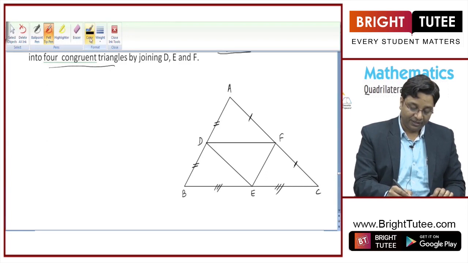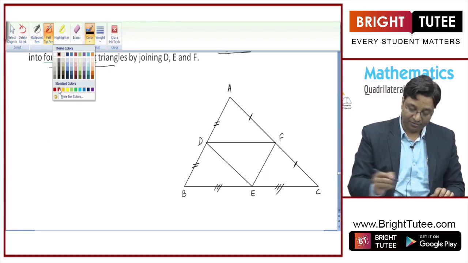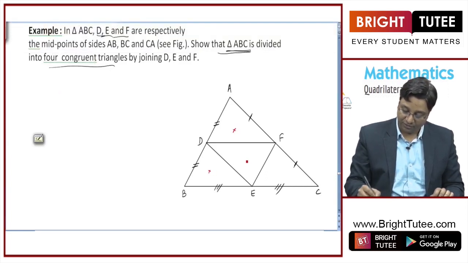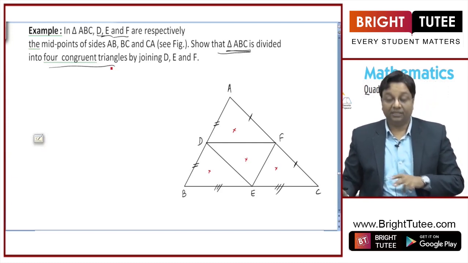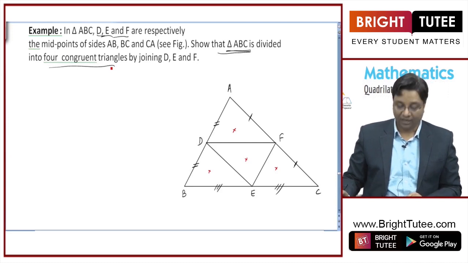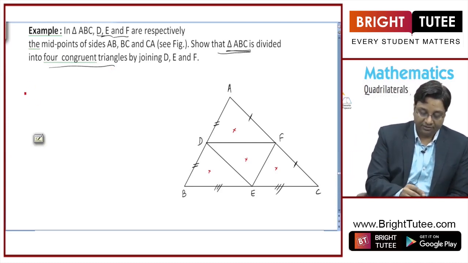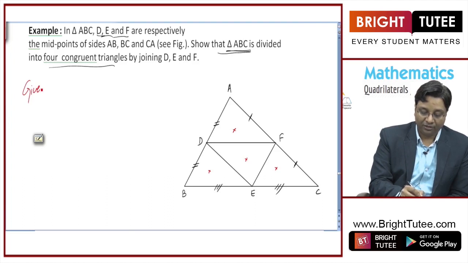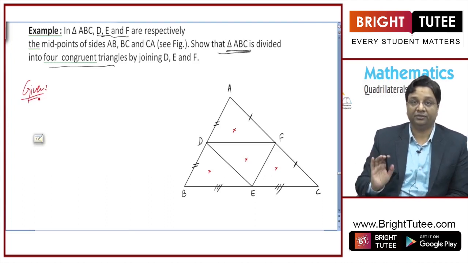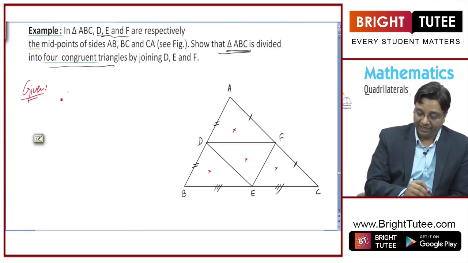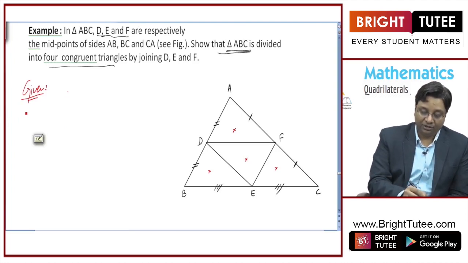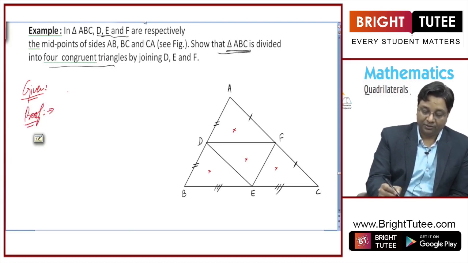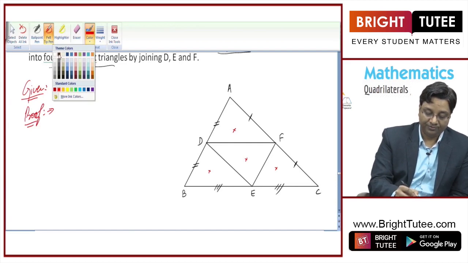As you can see, triangle ABC is now divided into four triangles, 1, 2, 3, 4, and we need to show that these are congruent triangles. How can we show that? Let us start with the given information. You write all the given information which I have shown you in the figure itself. So you write AD is equal to DB, BE is equal to EC, etc. I am going to the proof directly. So let us start the proof.